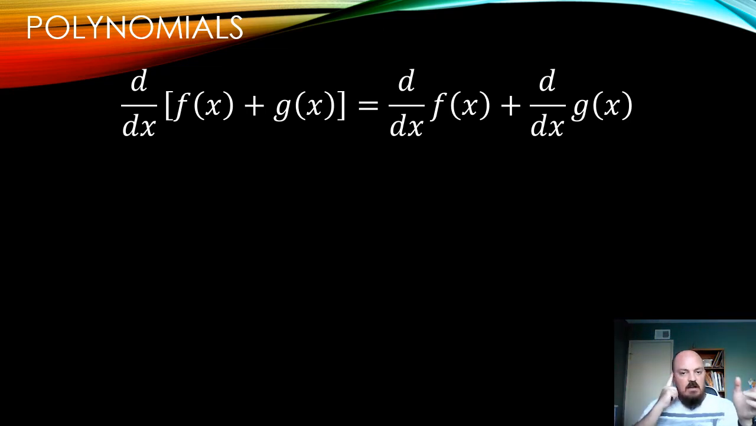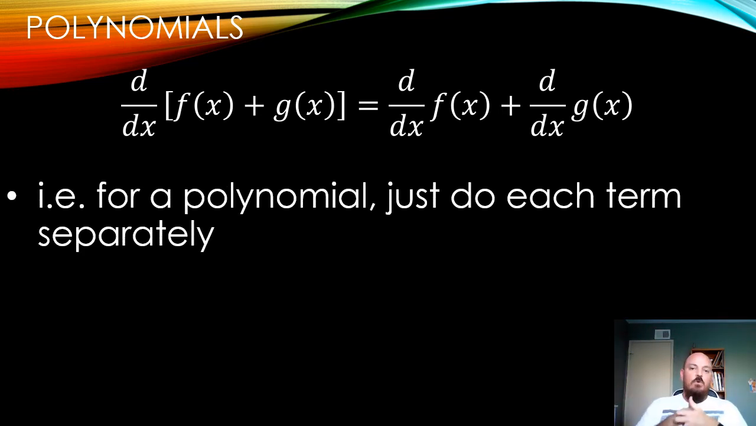The derivative of f of x plus g of x equals the derivative of f of x plus the derivative of g of x. You look at it, that's a mess. That looks very, very confusing. Well, there's a much easier way to say that. What it says is, if you have separate terms added together, you can just do the derivative separately. And that's what this is saying.